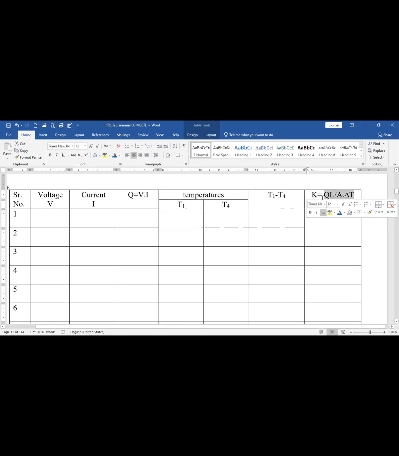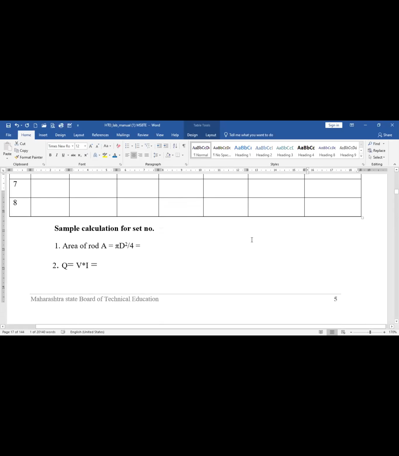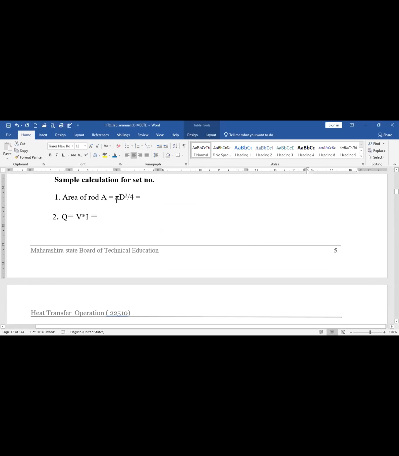So in this case, if it is a rod, then K can be calculated with the help of this formula, that is small k equal to Q into L upon A delta T. So Q is the supplied voltage and ampere, the length is a fixed dimension, then area we can calculate depending on the rod dimension or the slab dimension, and temperature difference from the observation tables, that is from the digital display, right?